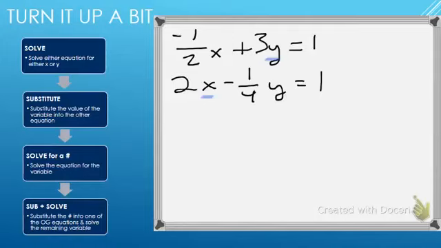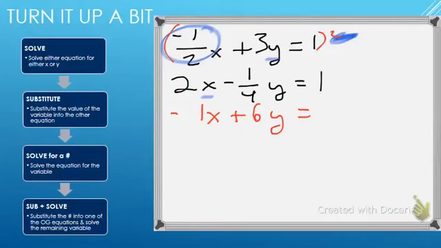So I'm going to work with equation number 1 first, and I'm going to get rid of this negative 1/2 by multiplying by negative 2. Actually, I don't even have to multiply by negative 2. I'll just multiply by 2. So I've got to multiply the entire equation by 2. So I'm going to get negative 1x plus 6y equals 2.